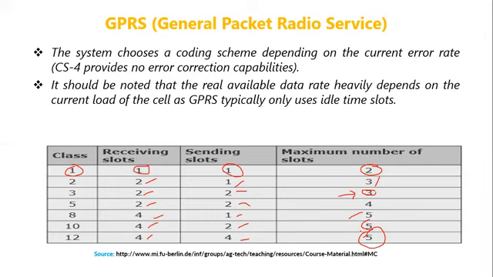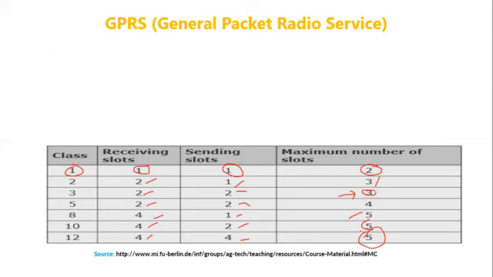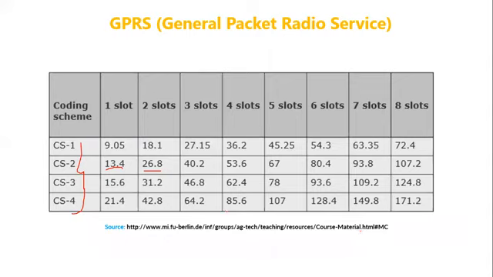So if some device is using all 8 slots for data encoding, using CS4 yields the maximum data rate of 171.2 kilobits per second. In the previous diagram we used, you can see that the data rate of CS4 is greater than CS3, CS3 is greater than CS2, and CS2 is greater than CS1. So the data rate increases from top to bottom. CS4 is offering the highest data rate.